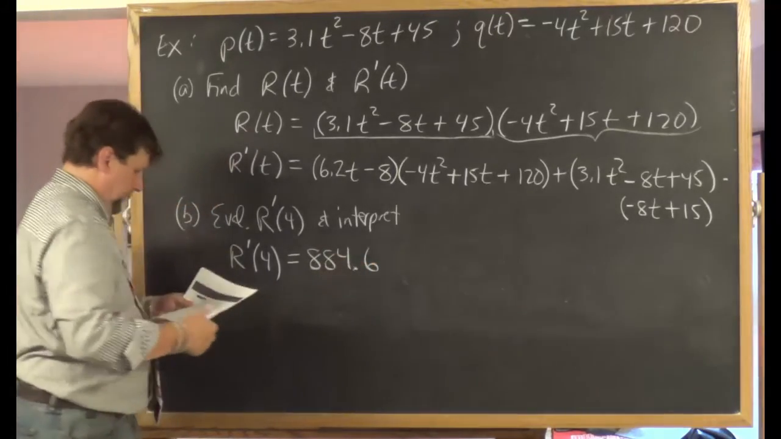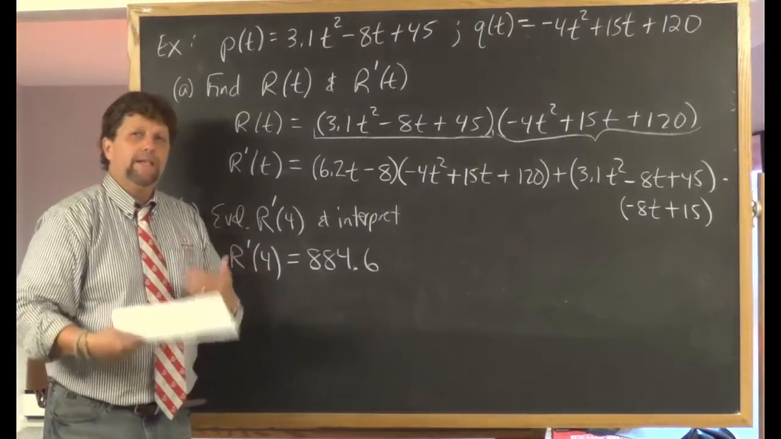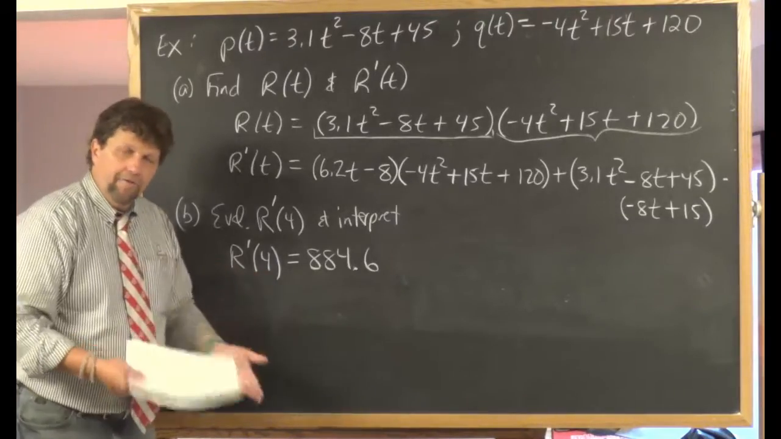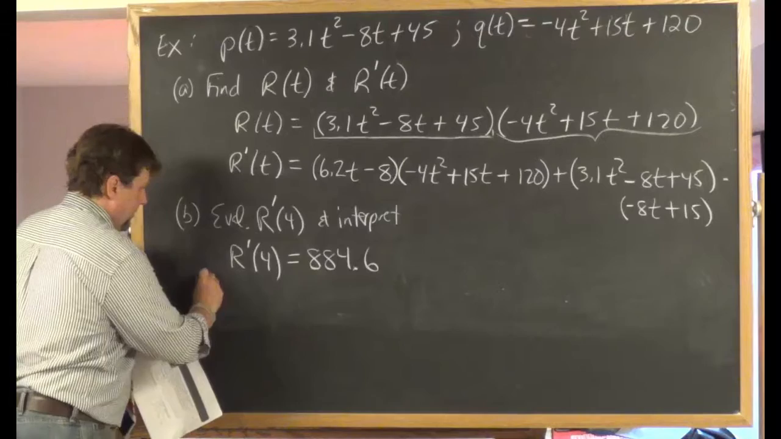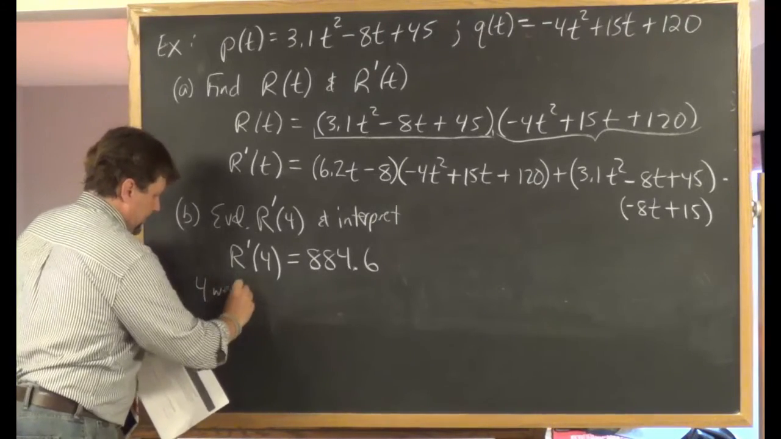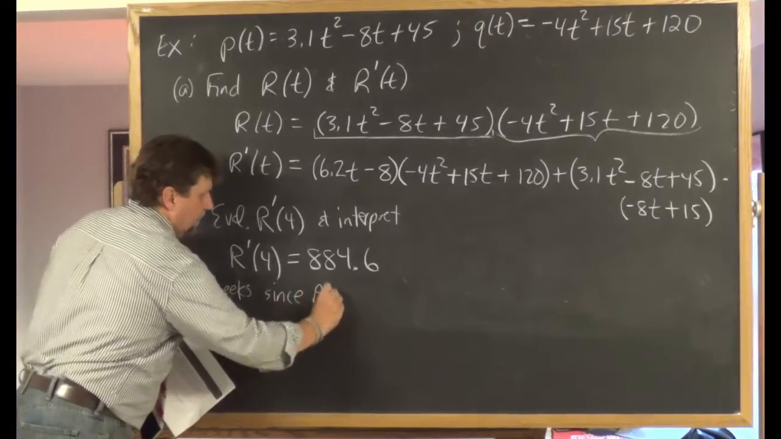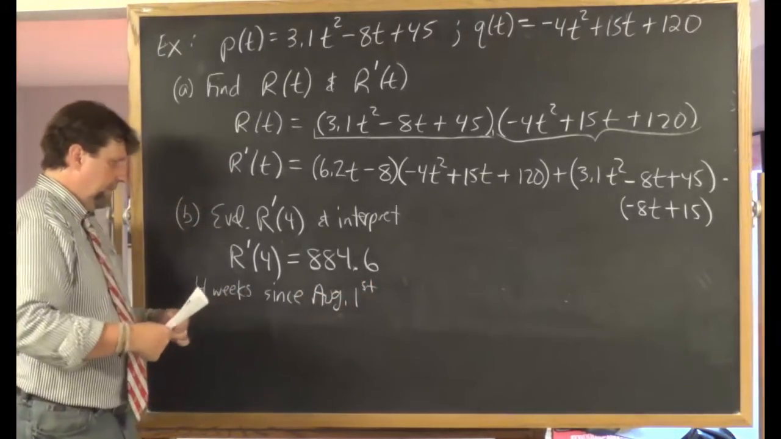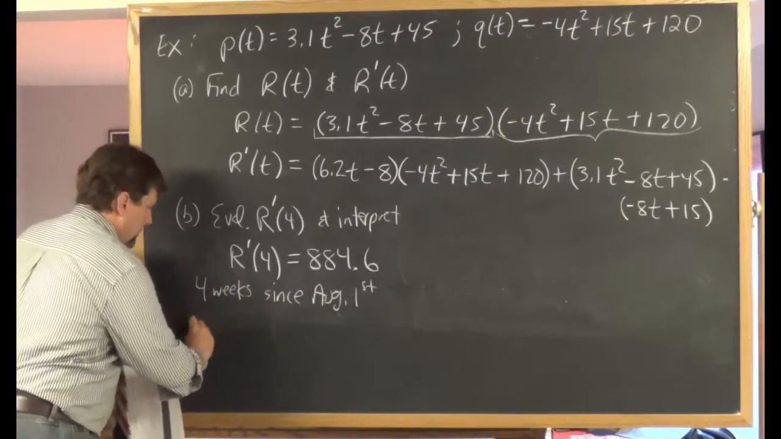If I did this correctly on my calculator, when I put 4 into the t's in my derivative, I get R prime of 4 is 884.6. So now what does that mean? Well, remember, t was the number of weeks since August 1st. So this 4 means 4 weeks since August 1st. Let me write that down. 4 weeks since August 1st. Revenue. We're talking about revenue.